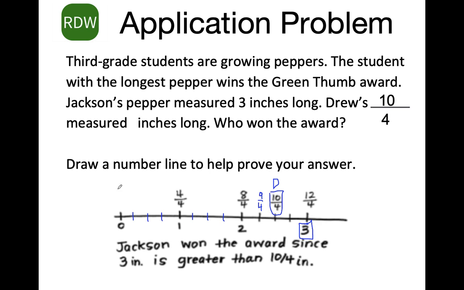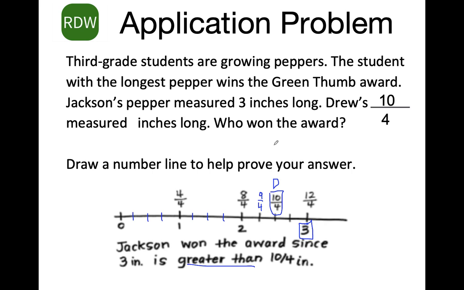So who won the award? Jackson won the award because 3 inches, this kind of gives you a hint of how we would explain our answer, because 3 inches is greater than 10/4 inches. Okay, we plotted them on the number line to see that 3, the whole number of 3, was bigger or more than 10/4. We are going to be looking at this phrase, greater than, along with less than and equal to during our lesson today.